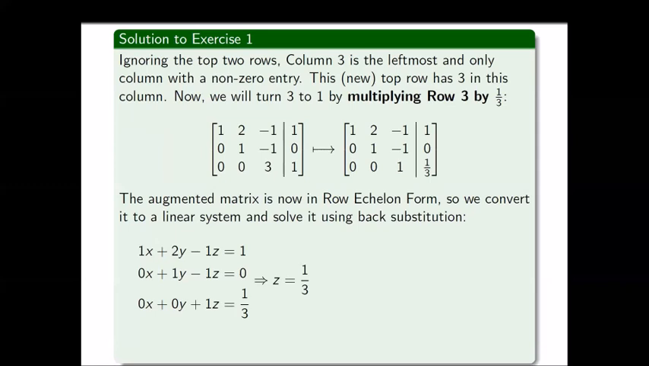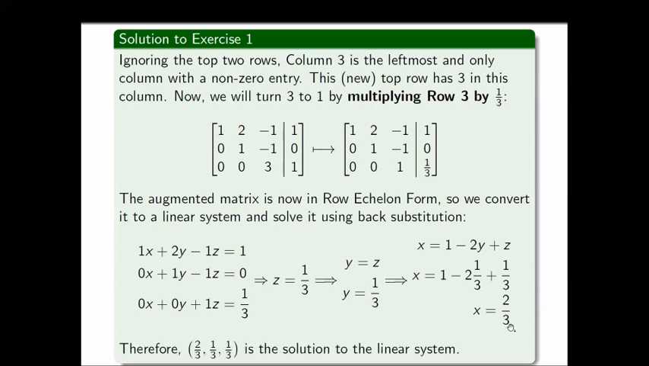We take this value and we plug it in the second equation where we know that y is equal to z because y minus z is 0, and we get y equal to 1/3. And then we take these values of y and z, and we plug them into the equation for x, which comes from the first equation here, and we get that x is 2/3. So we have explicit values for x, y, and z. So we get that the triplet 2/3, 1/3, 1/3 is the solution. In fact, the unique solution to the linear system.